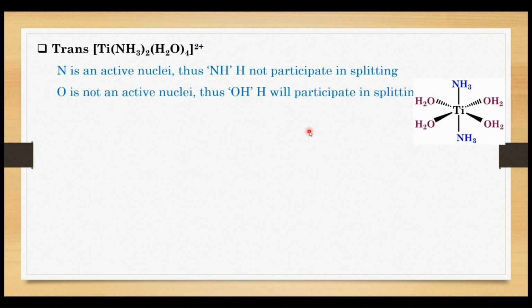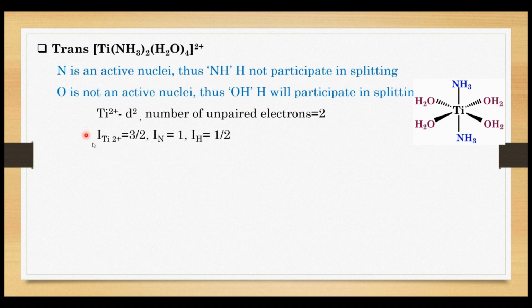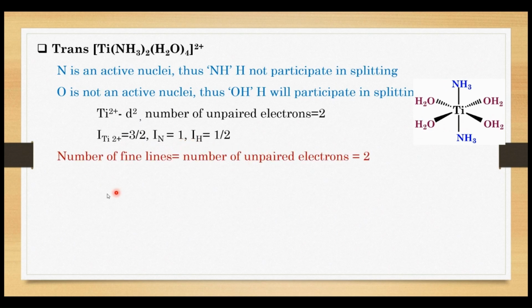in splitting. Then titanium 2 plus has a configuration of d2, so the number of unpaired electrons will be 2. Now we have to find the number of signals. Titanium 2 plus has an I value of 3 by 2, nitrogen has an I value of 1, and hydrogen has an I value of 1 by 2. So the number of fine lines is the number of unpaired electrons, and that is equal to 2. In the options they will give 2 and the split numbers. So remember, the number of fine lines means the number of unpaired electrons.